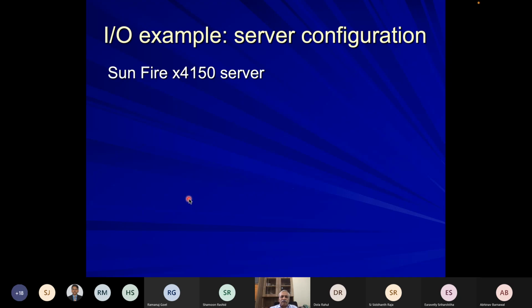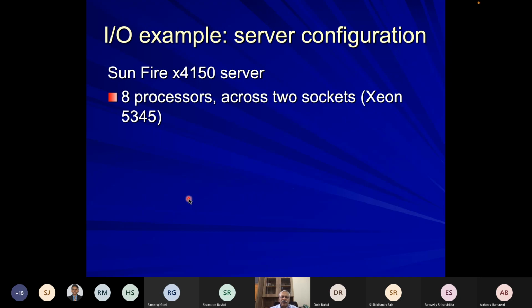So a specific server is taken in this example, which has 8 processors across 2 sockets. A socket means the place where a processor chip is plugged in, and in this case each socket can take a quad processor, each having 4 cores.